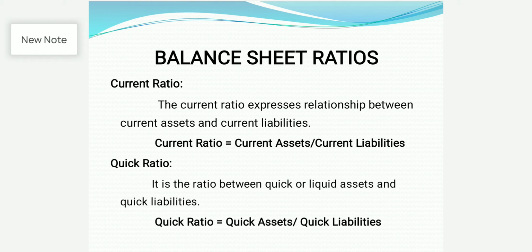Next one is quick ratio. Quick ratio is also known as liquid ratio, acid test ratio, or near money ratio. The ratio between quick or liquid assets and liquid liabilities is called quick ratio. The quick ratio formula: quick ratio is equal to quick assets divided by quick liabilities.